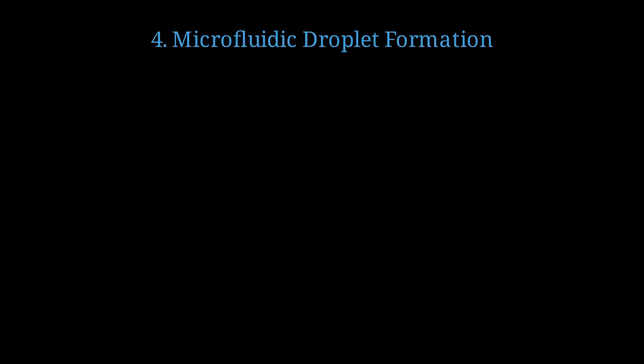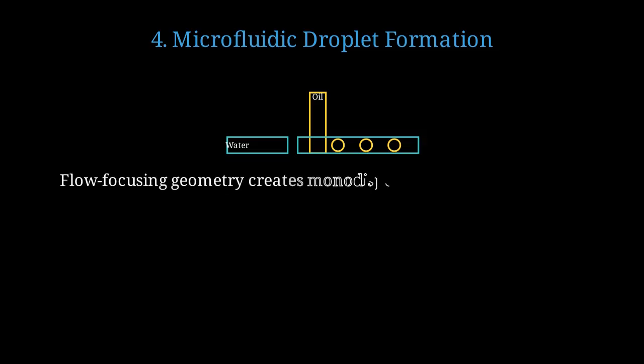Microfluidic devices generate droplets with precise control using channel geometries and flow rates. In a T-junction microfluidic device, the dispersed phase enters from above while the continuous phase flows horizontally, creating uniform droplets. Flow-focusing geometries create highly uniform, monodispersed droplets with controlled sizes.